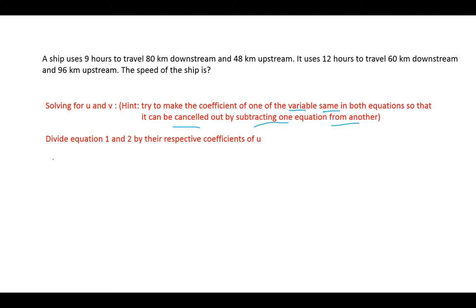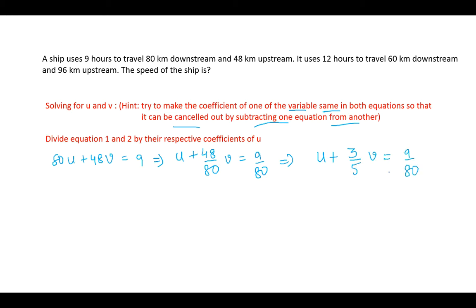So I have 80u plus 48v equal to 9, right? I'll divide this whole equation by 80. So I'll have u plus 48 by 80v equal to 9 by 80. Now let me simplify the coefficient of v. You see the numerator and the denominator both are multiples of 16. I can cancel that out. So I'll get u plus 3 by 5v equal to 9 by 80. This I'll call my equation 5.